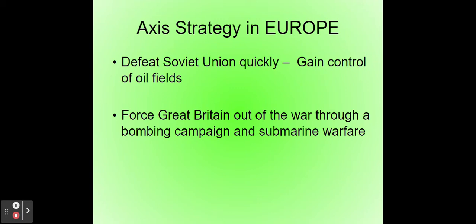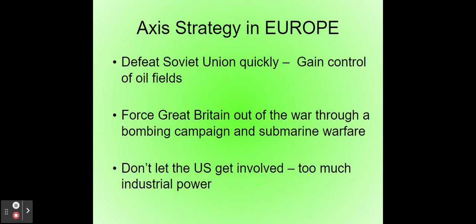And then the third part of his strategy was to keep the U.S. out as much as possible. He does not want the U.S. involved because he knows we are a big industrial power. And no offense, Japan screws him. Because when Japan attacks us at Pearl Harbor, we are involved.